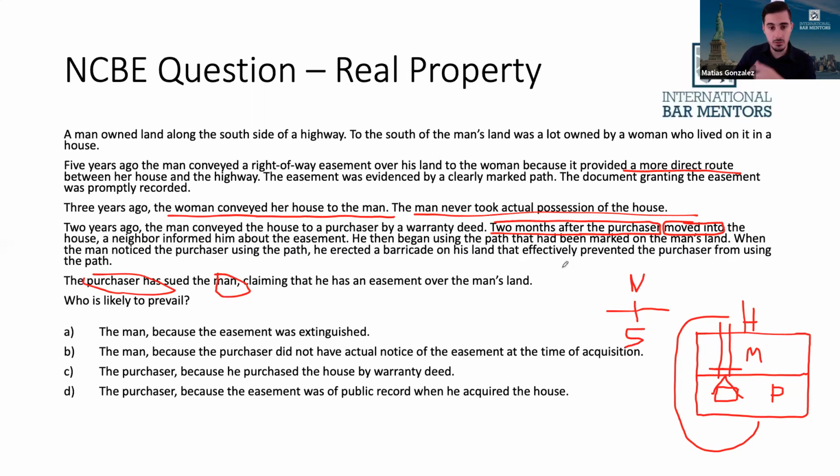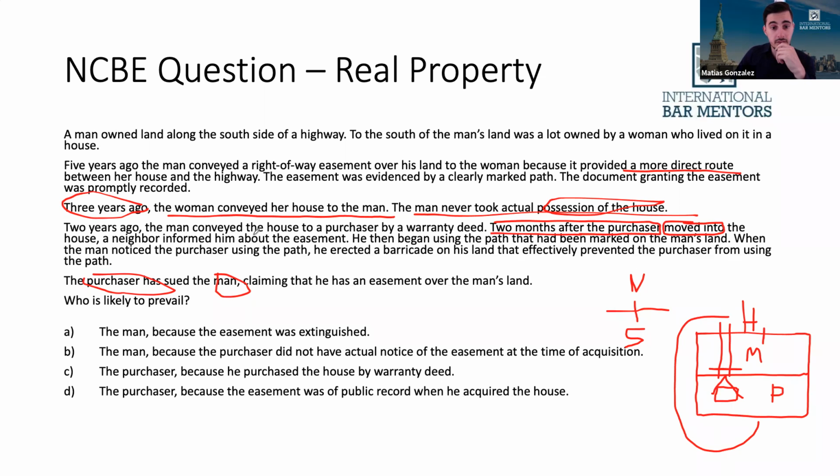Let's look at the facts of the question again. So 3 years ago, the woman conveyed her house to the man. The man never took actual possession of the house, right? So if he never took possession of the house down here, then he's not using this right of way, right? Because he doesn't need to, because he can get to the highway on his own right here, right? Furthermore, 2 years ago, so this was 3 years ago, for a year, the man never took possession of the house. So that creates a problem with continuous use.